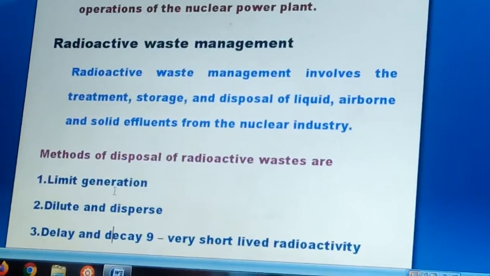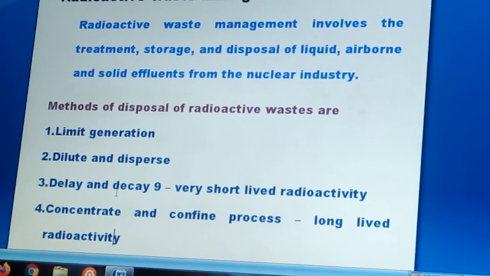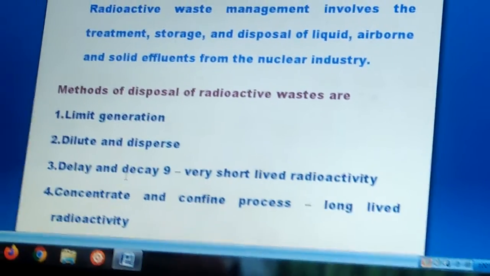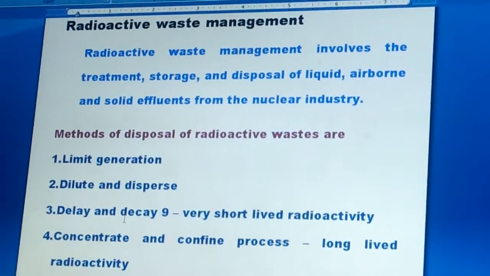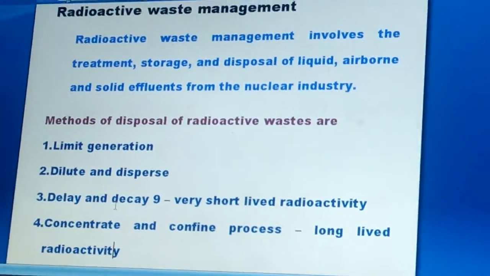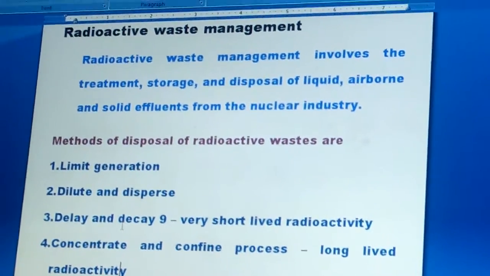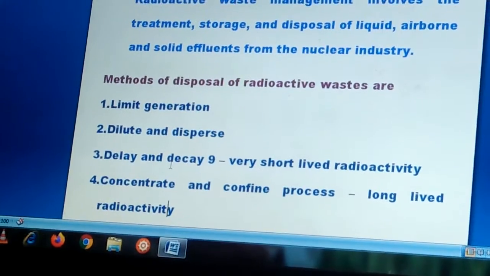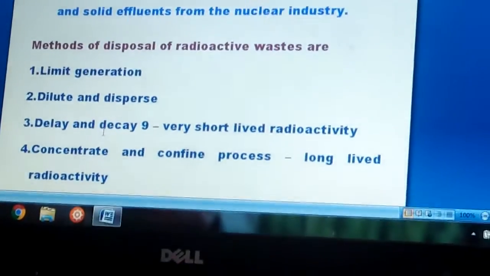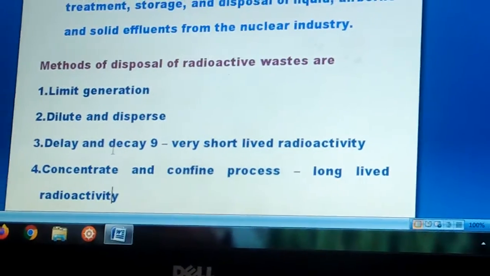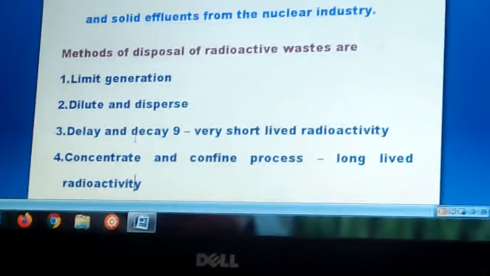Then the methods of disposal of radioactive waste involve limit generation. What is limit generation? If you use very pure raw material, the quantity of waste formed can be limited. That is limit generation. So if you use 100% pure starting material, the quantity of waste generated will be minimized. That is limit generation. Okay.